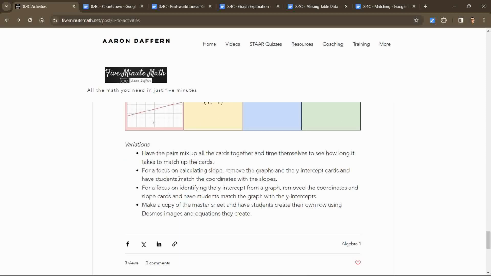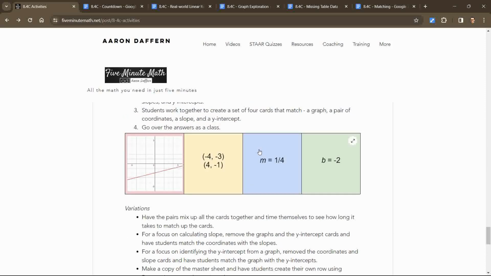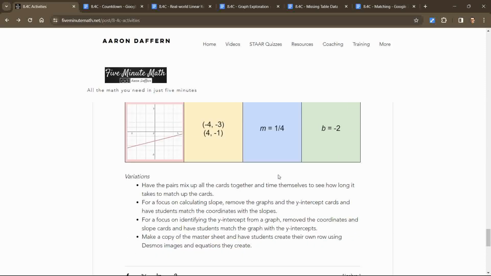Lots of variation possibilities here. They can mix all the cards up and time themselves, see how long it takes to match up all the cards, to test themselves. For a focus on calculating slope, you remove the graphs and the y-intercept cards and have students match just the coordinates with the slope, right? Because you notice that the slope here is given in this blue. So maybe you just want to focus on calculating the slope.